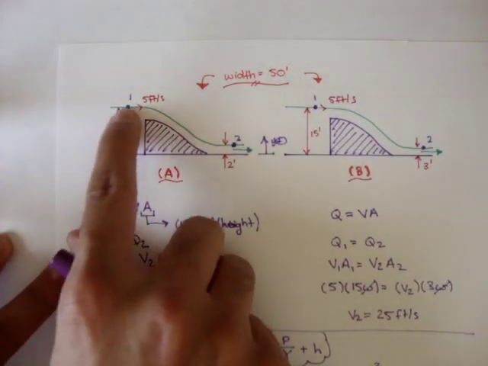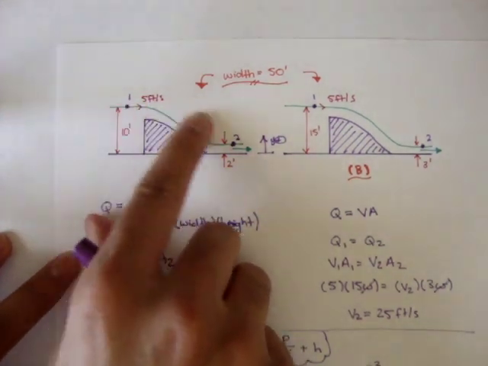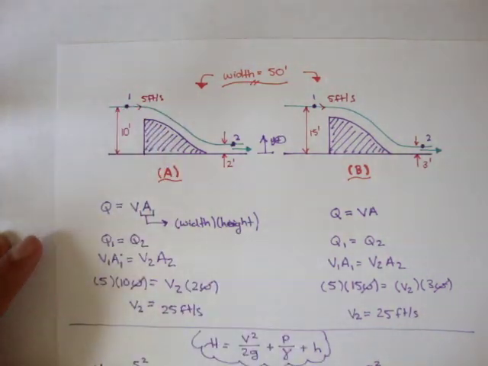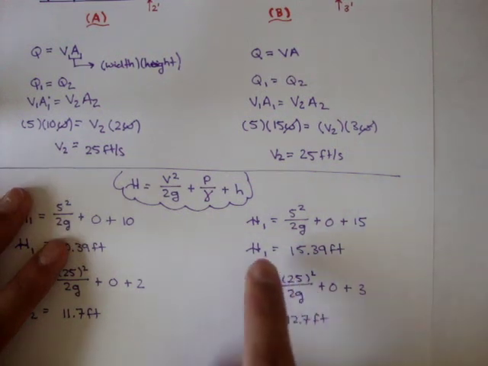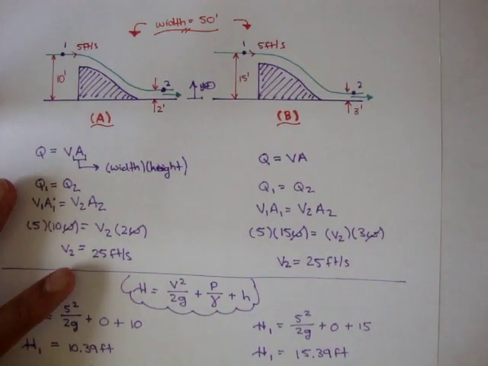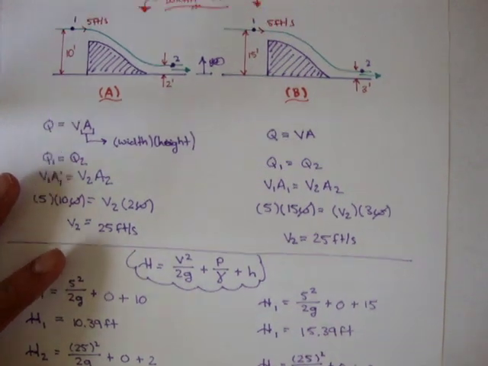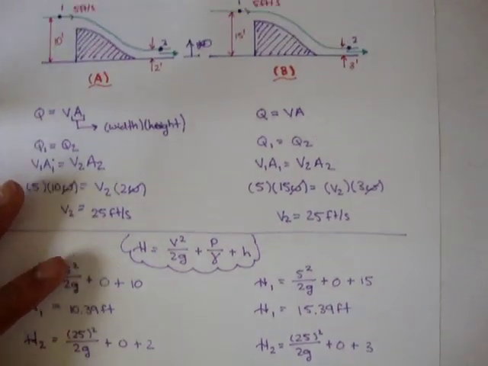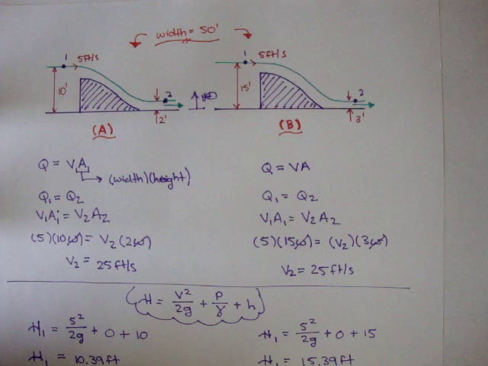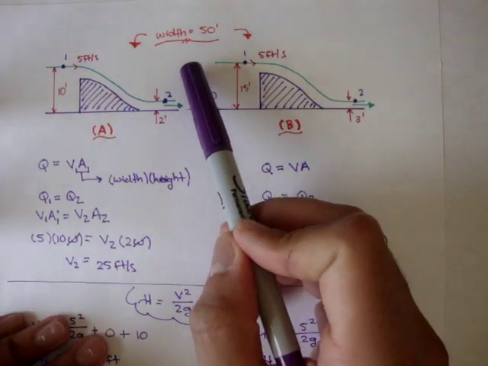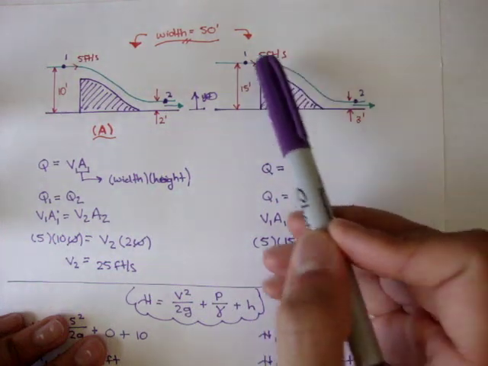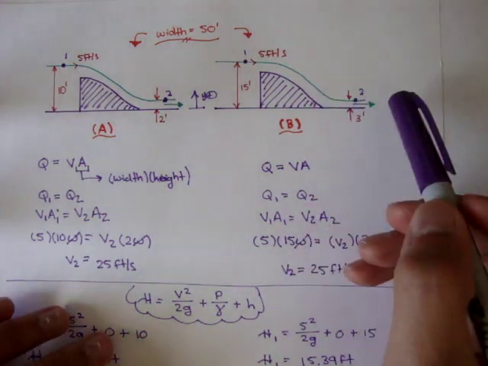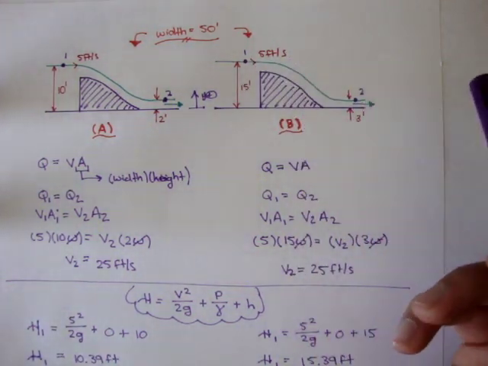There was nothing here to give that water more energy, right? There was no pump pushing the water and giving it more energy. There was a stopper. It was resisting against the water, okay? But for B, we got that the energy head at 1 was 15.39 feet up here, and at 2 we got 12.7 feet. It decreased, which actually makes a little bit more sense, right? Because if water is flowing, and then it hits this obstacle, it doesn't gain energy, it loses energy, right? The velocity doesn't get slower, but the energy head decreases.